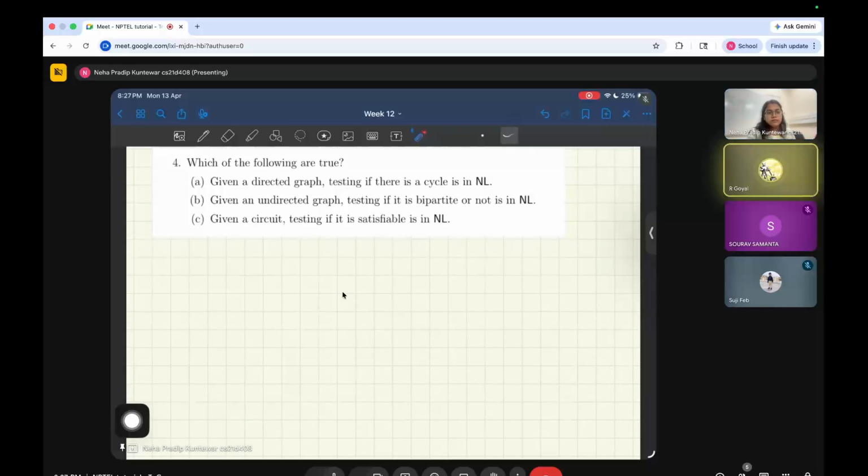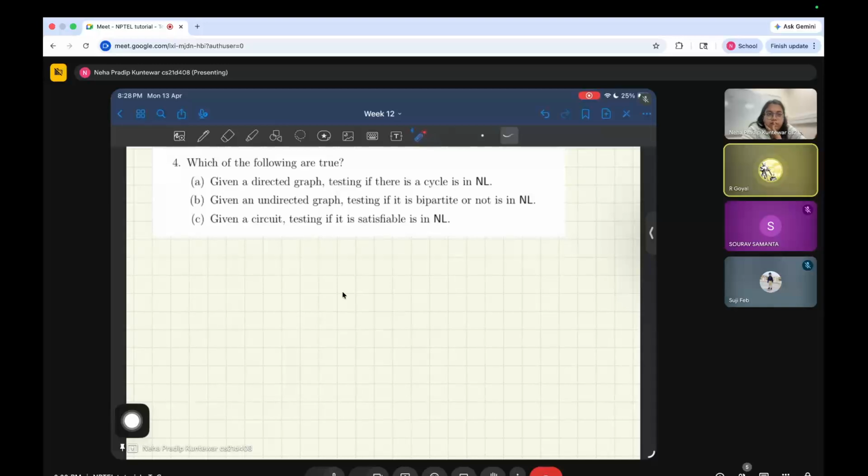Given a directed graph, testing if there is a cycle is in NL. Yes, that can be done. I just need to keep on storing the counters non-deterministically, keep on moving to the vertices, and if I can reach the same vertex, then this shows the existence of a cycle.